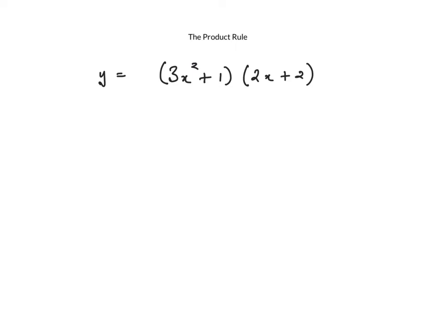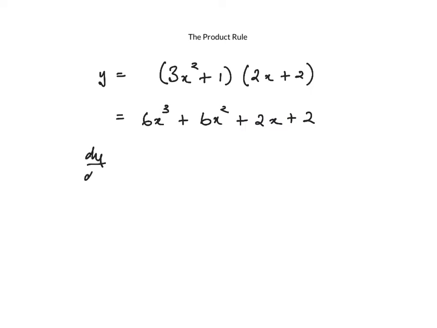Consider the function shown. What we want to do is to find the derivative of this, and really the only thing that we can do is to expand the brackets, simplify and then differentiate. So if I expand the brackets, I get 6x cubed plus 6x squared plus 2x plus 2. Simple enough.